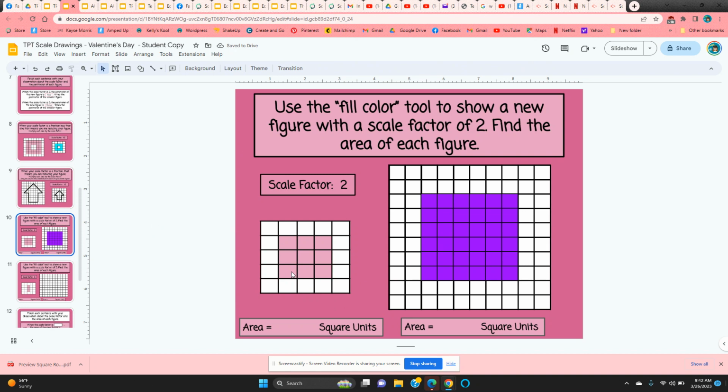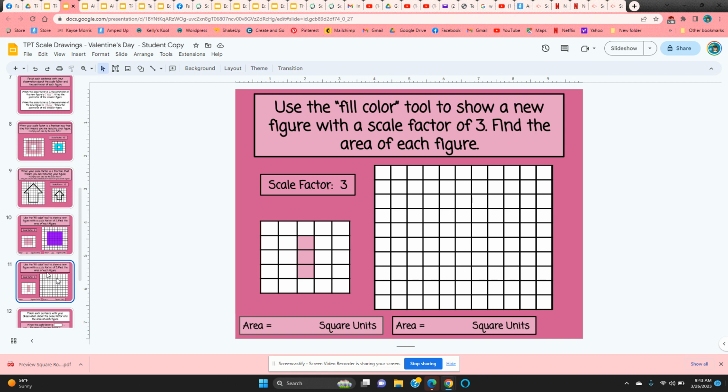So the area, if they count the squares, or they take 3 by 3, they've got an area of 9 square units. On the larger figure, 6 by 6, they're going to have 36 square units. We're not multiplying by the scale factor, but with area, we're multiplying by the scale factor squared. So 2 to the second power, or 4. So we multiply the original area by 4 to get the second area. So it's the scale factor squared.